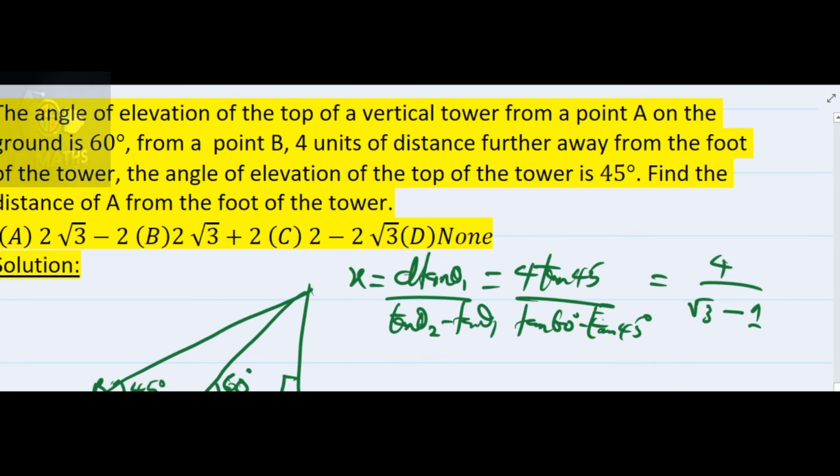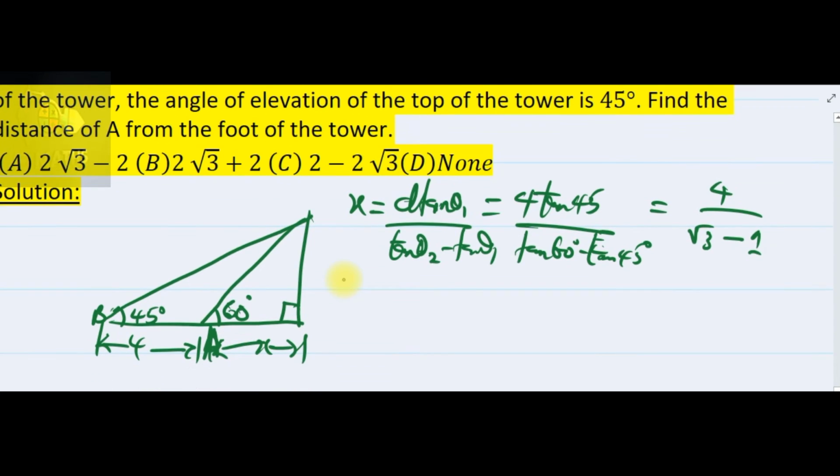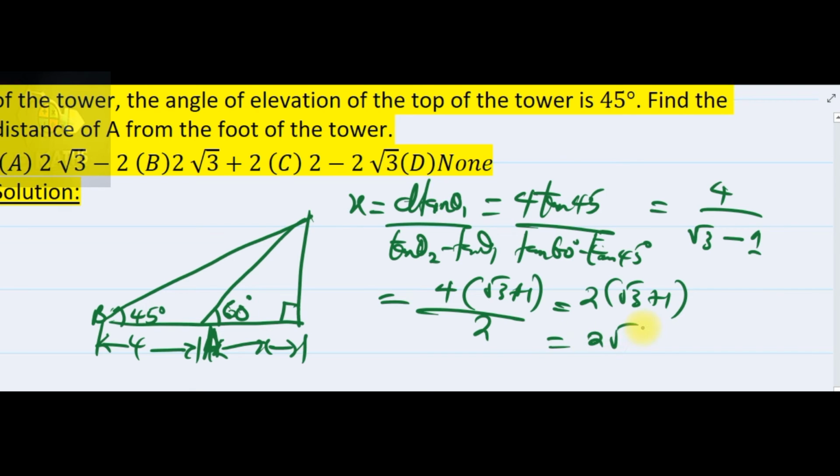So if you rationalize, the conjugate is root 3 plus 1. Root 3 squared minus 1 squared is 2. So we have 2 root 3 plus 1, which is 2 root 3 plus 2. So our answer is B. So it's very important to know the two formulas. It makes us solve questions fast, especially objective questions.